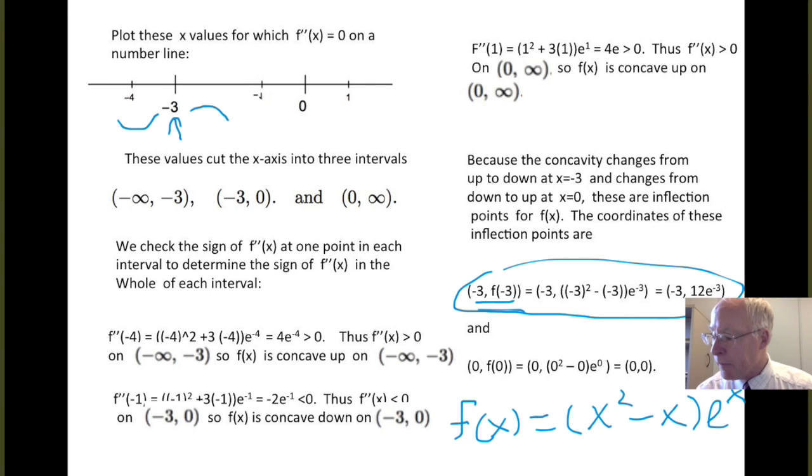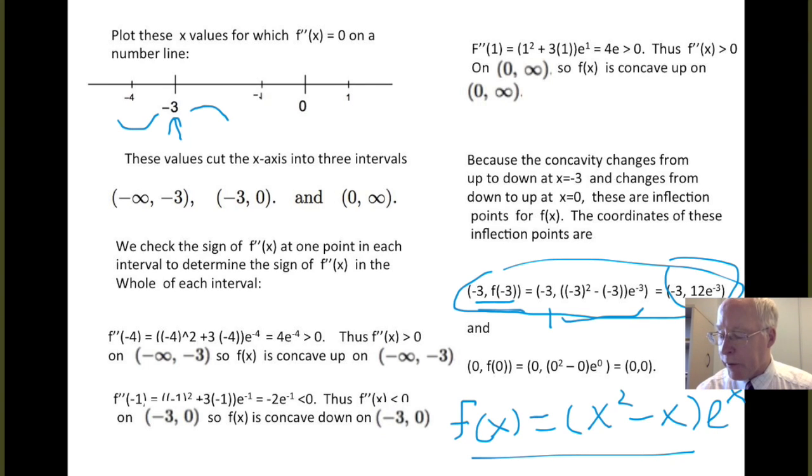So we see here, -3 for the first coordinate, and here is -3 put into the equation for f down here. And the algebra or the arithmetic gives us -3, 12e to the -3. So there's the coordinates of one inflection point.